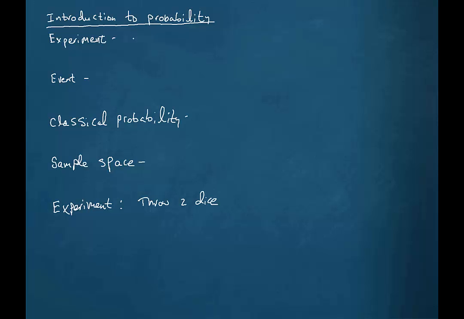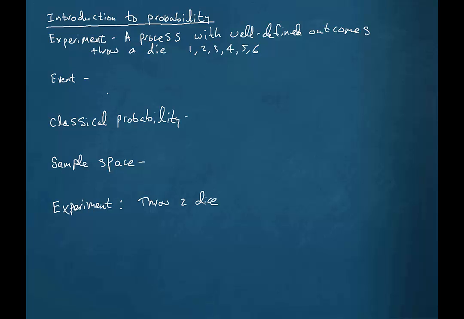In order to study the concept of probability, it is necessary that we first define some terms. An experiment is a process with well-defined outcomes. For an example, we might throw a die. There are 6 possible outcomes. You could throw a 1, a 2, a 3, a 4, a 5, or a 6. Well defined.